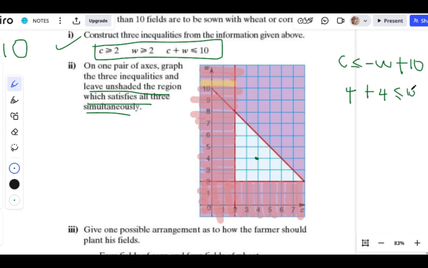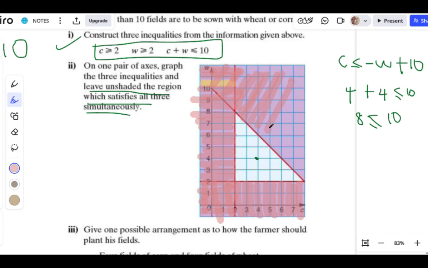Because 4 plus 4 is 8, and 8 is less than 10. It's not equal to 10, but it's less than 10. Since it satisfies the inequality, this is the wanted region, the correct region. But they say we should not shade that region. We go to the opposite side and shade this other region, the whole of this way, because we leave unshaded the region which satisfies the inequality.